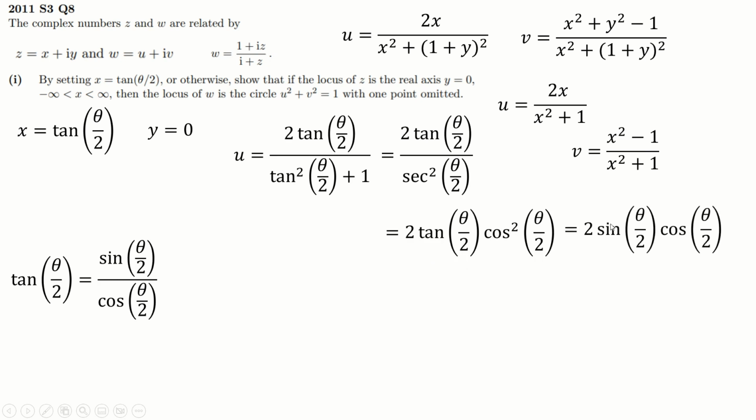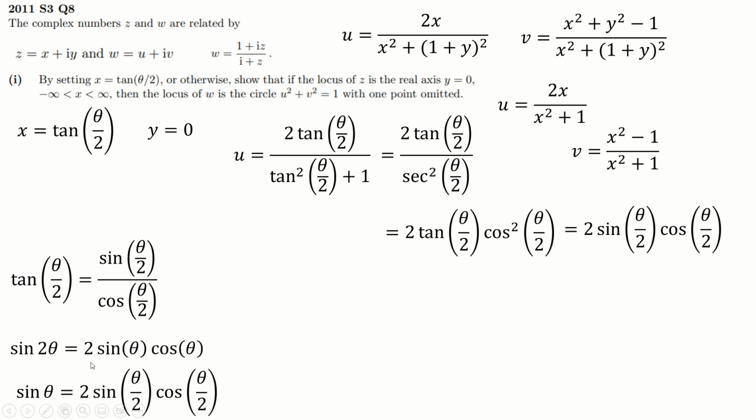And this should hopefully look fairly recognizable because it's 2 sine cos. Where do we know 2 sine cos from? Well, I think we know that sine of 2 theta is 2 sine cos. And of course, this is the double angle formula. We can double this angle to get to this one. So of course, if this was theta over 2, it would be just as valid, doubles to get sine of theta.